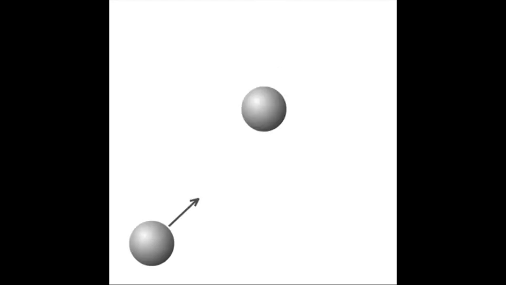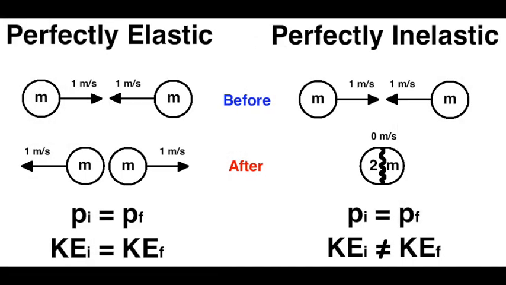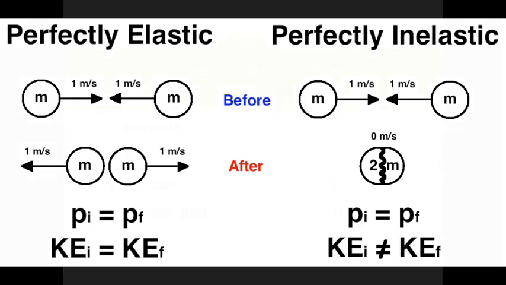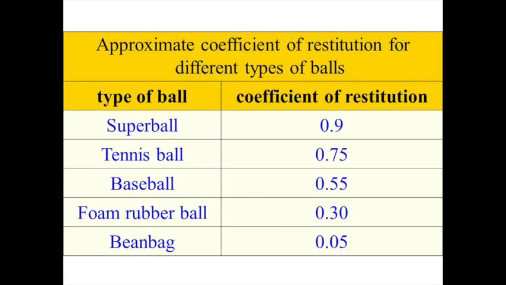On the other hand, in an inelastic impact, the bodies stick together after the collision and move with a common velocity. The coefficient of restitution largely depends on the material of the two colliding bodies, but also depends on the impact velocity, shape, and size of the bodies involved in the collision.